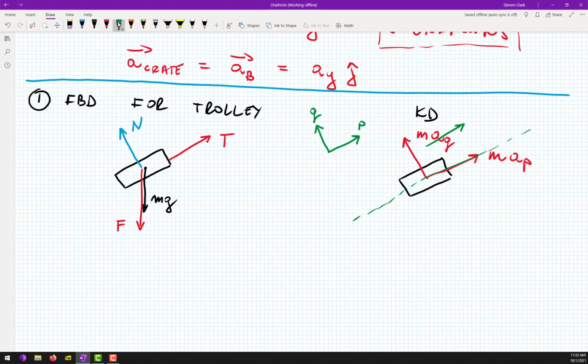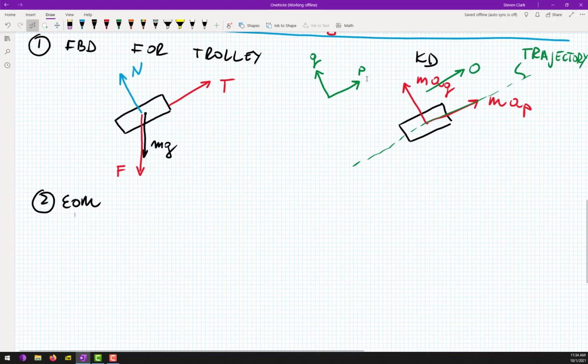Yes, Sam is right, because this is our trajectory. You can see, guys, that our trolley cannot leave this trajectory. It has to go along that line. That's why AQ is 0, which simplifies the equations, by the way, tremendously. Okay, we're done with FBD and KD. Second part is EOM.